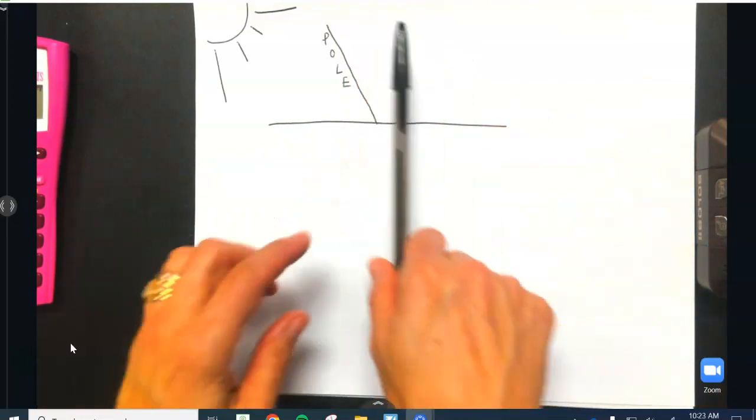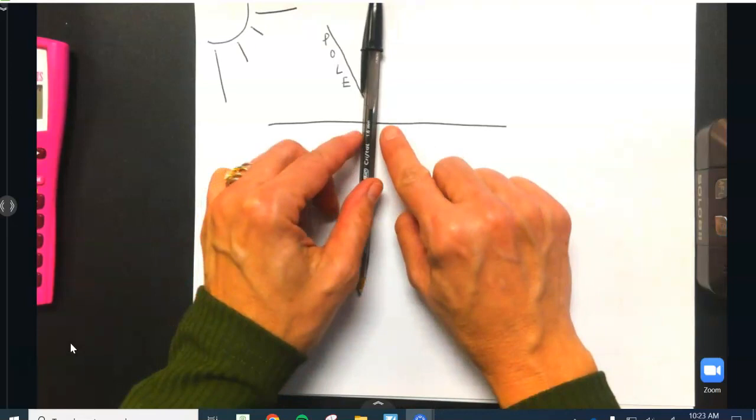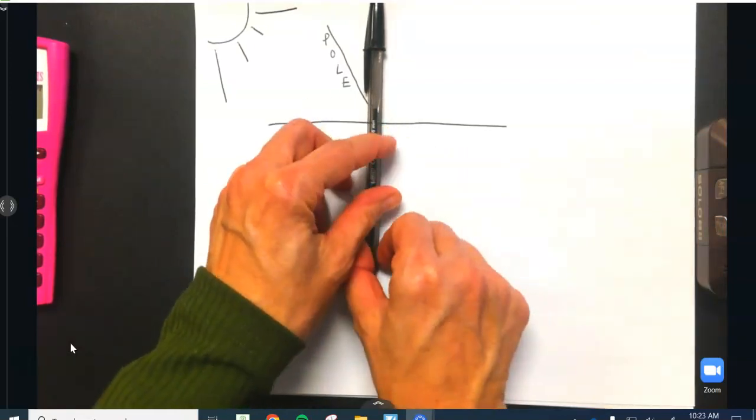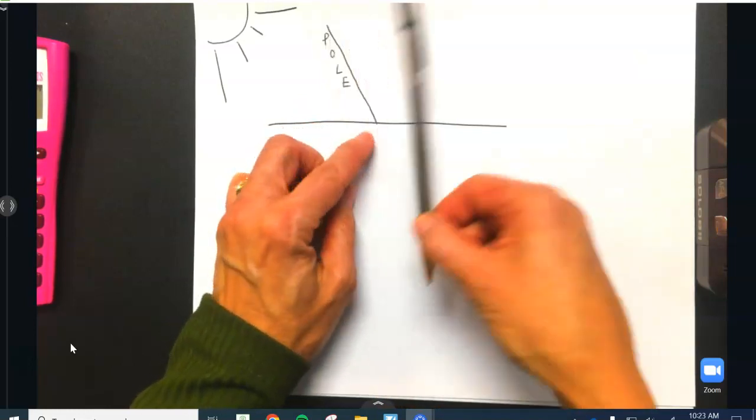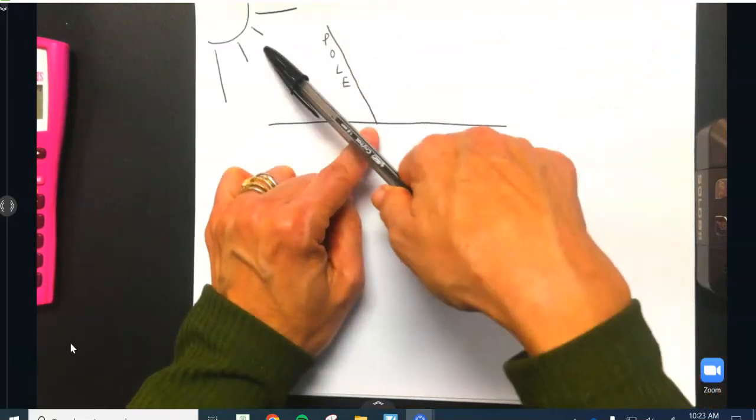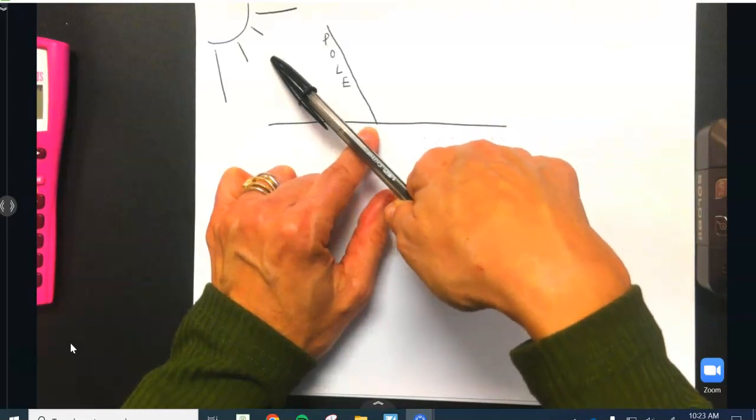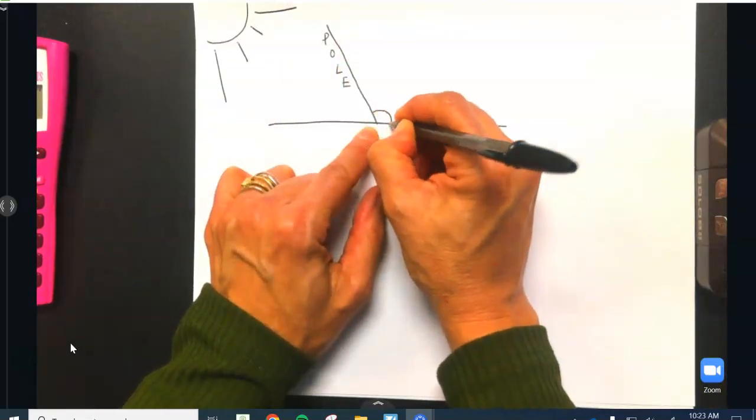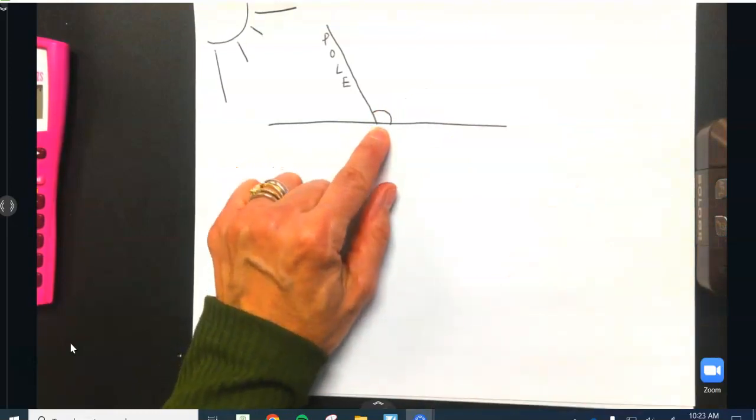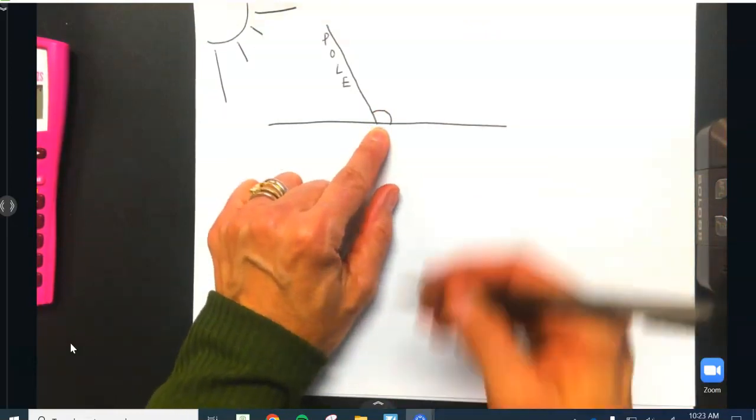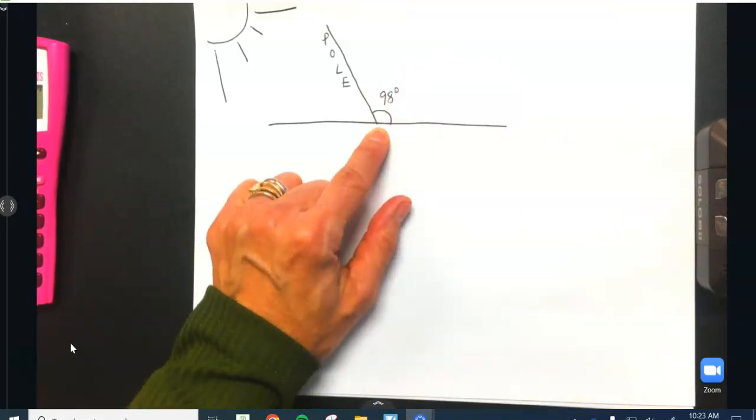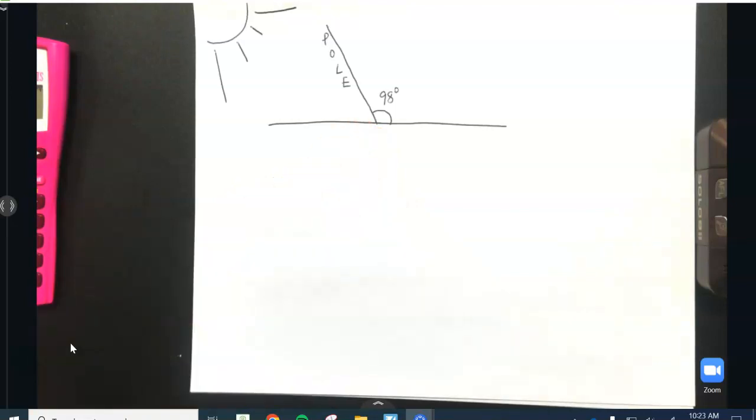Now remember, if it was straight up and down, this would be a 90-degree angle, but it's tilted. How many degrees is it tilted towards the sun? It says 8 degrees tilted towards the sun. So what does this angle measure? 98 degrees. Yes. Good job. So let's keep going.